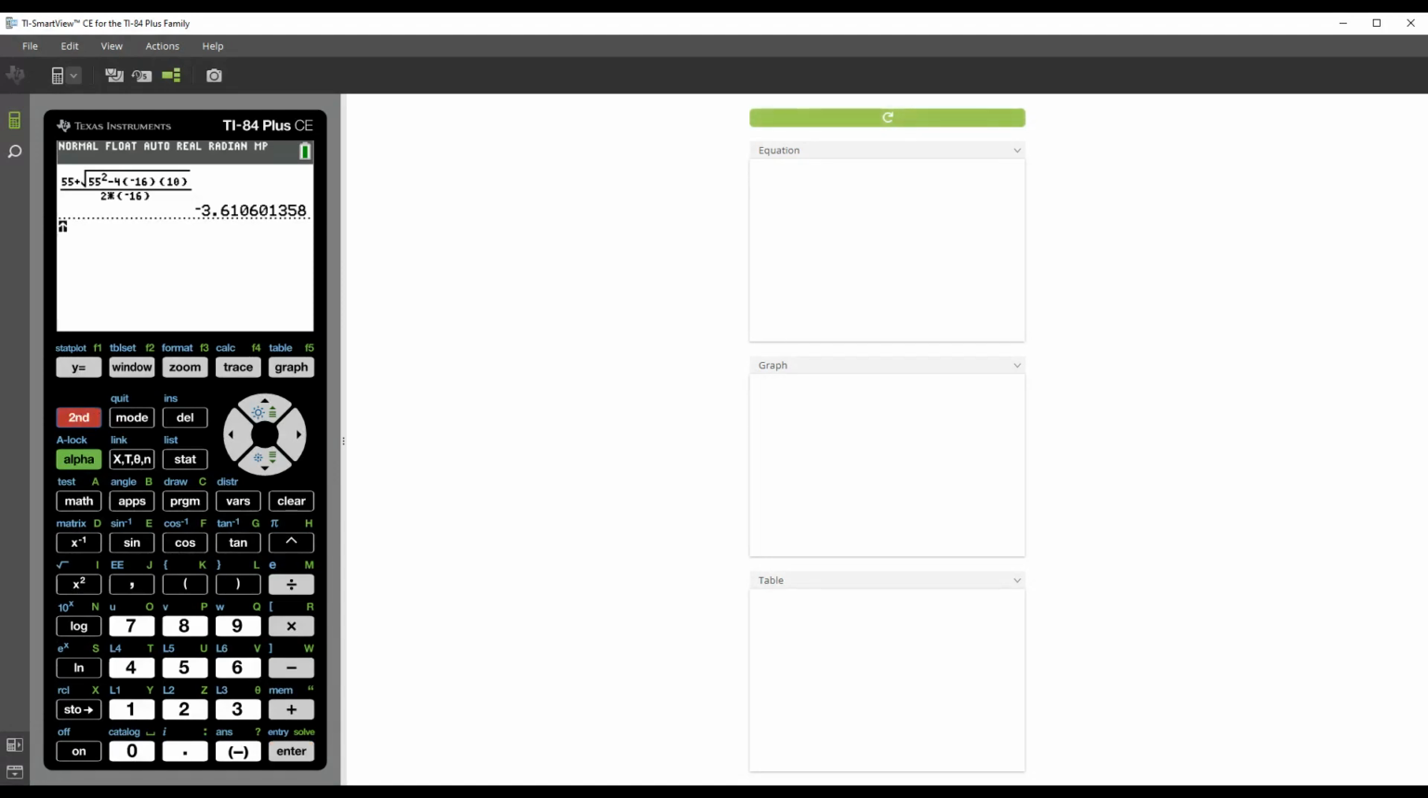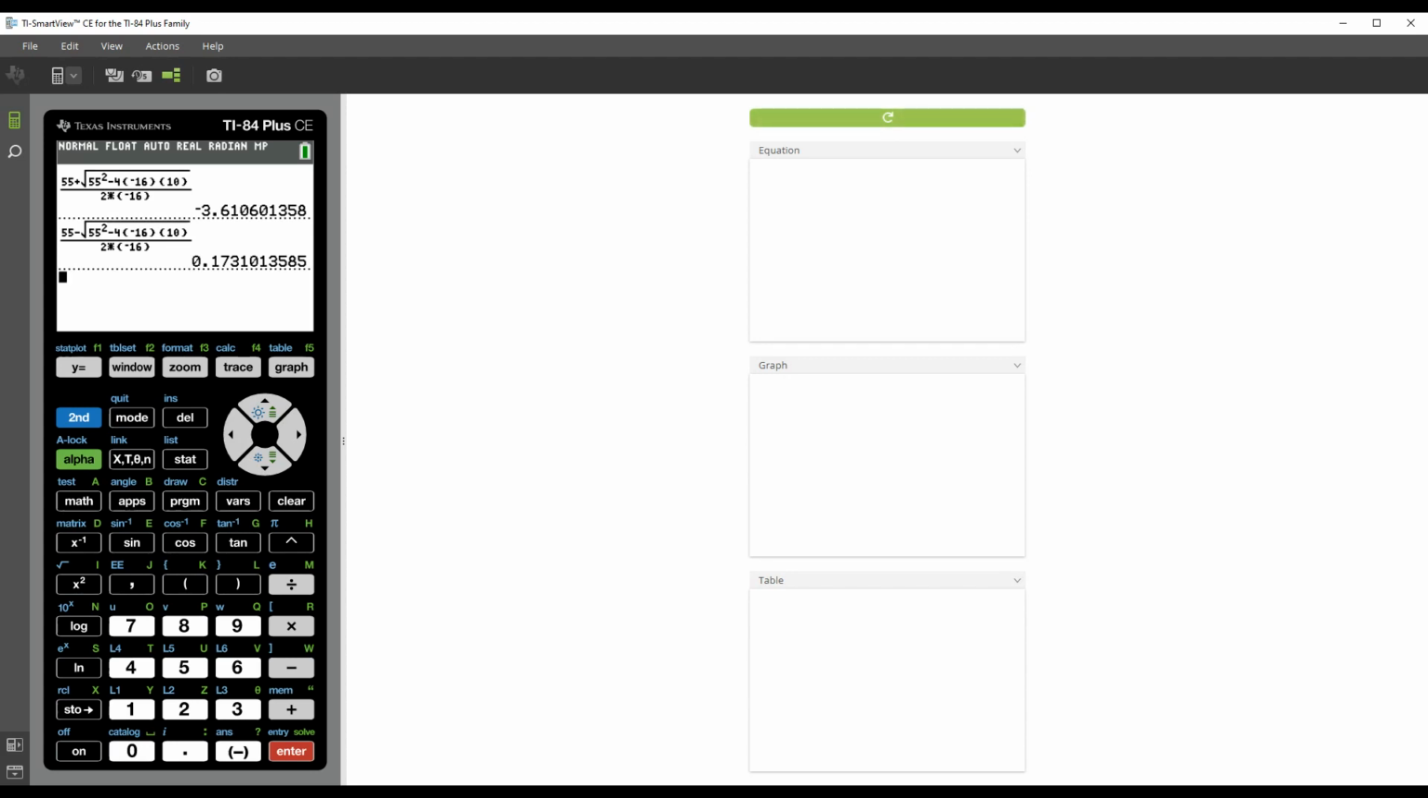To get the other answer, this is so cool, you ready? Hit second, enter, and it rewrites everything that you just did, and then you can just go back and change that plus to a minus. This is not the minus down here. It's not a negative. It's a subtract. And now hit enter. And those are the 2 answers.